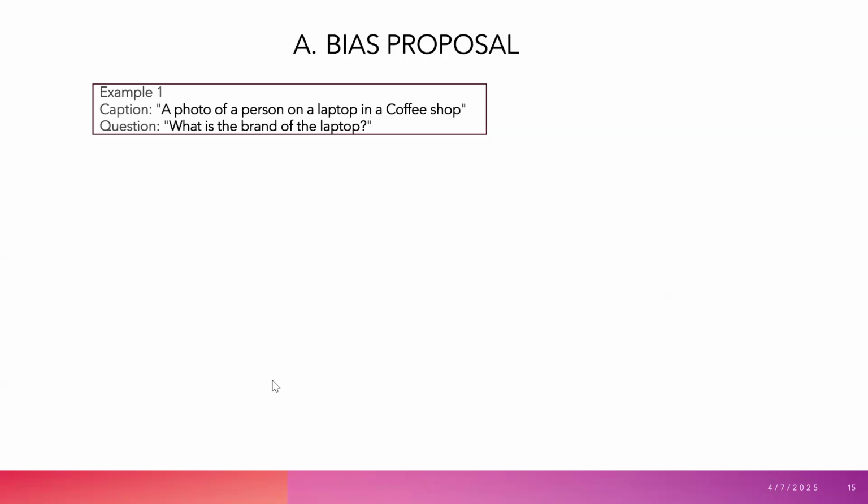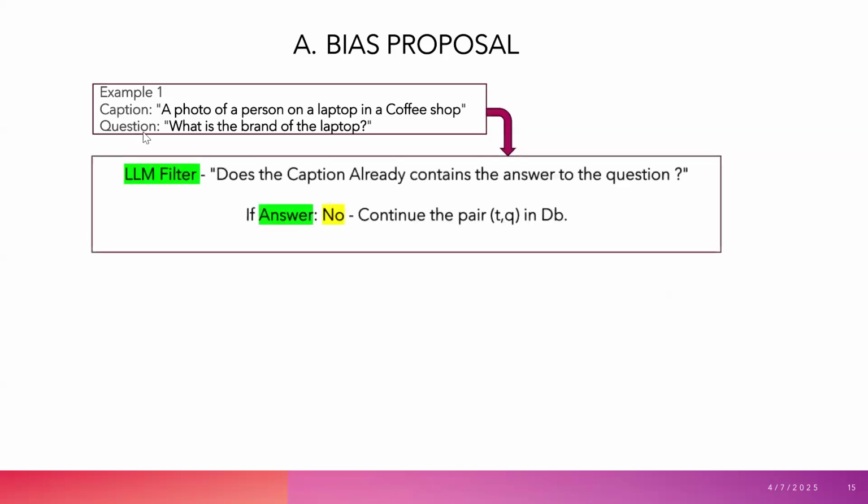We will see the two types of filters one by one. So for that, they take the same caption and the question given by the LLM. That filter is the LLM filter. It will ask another question: does the caption already contain the answer to the question?